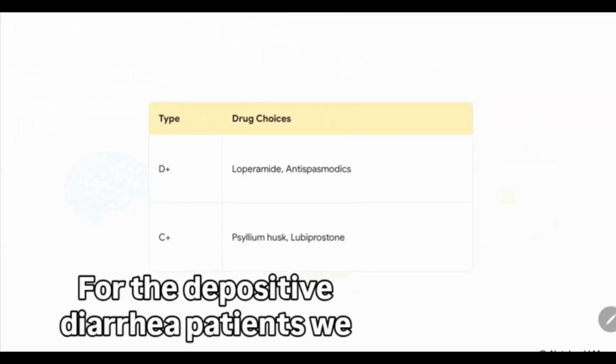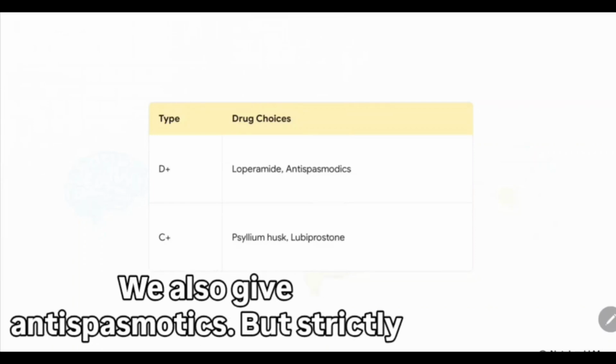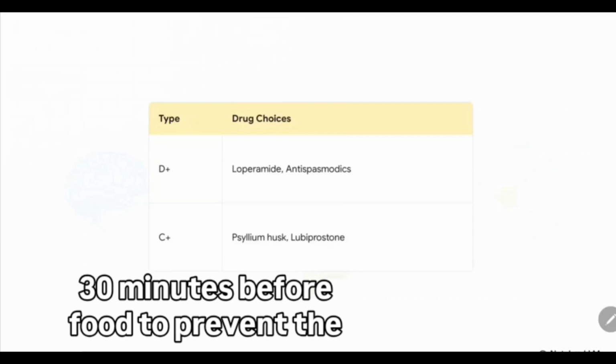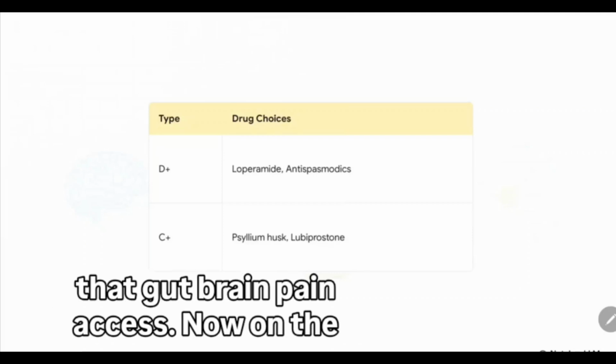For the D-positive diarrheal patients, we give loperamide to slow down gut motility. We also give antispasmodics, but strictly 30 minutes before food to prevent the cramps from even starting. Sometimes we'll add antidepressants to modulate that gut-brain pain axis.